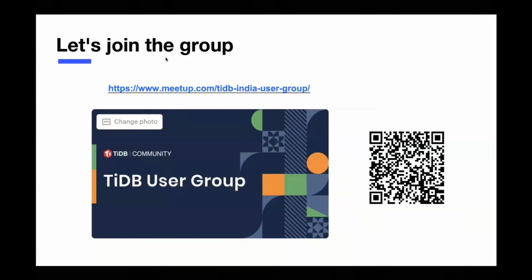However, TiFlash is an optional layer, because not all customers need analytical use cases. So, for those who only need transactional use cases, we will only set up TiDB and TiKV. But for cases where real-time analytical use cases exist, we will also configure TiFlash.